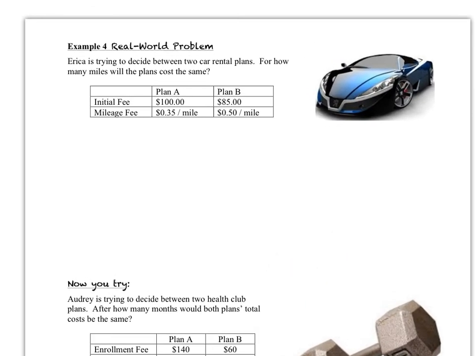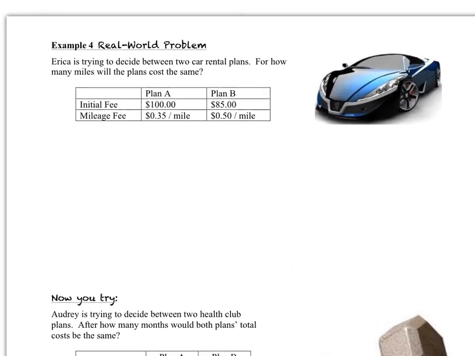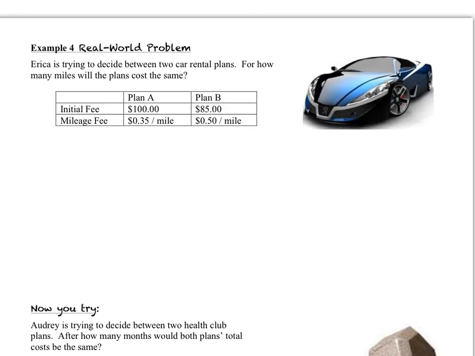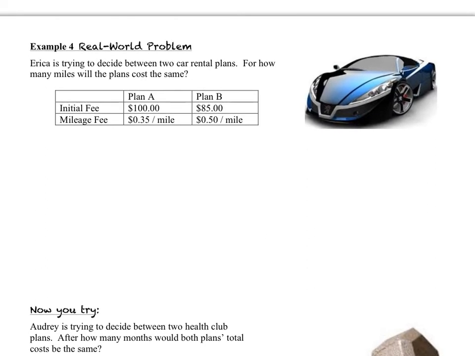Okay, we've got a real world problem here, and Erica's trying to decide between two car rental plans. For how many miles will the plans cost the same? So we need to set up a system of linear equations here because we have a couple of variables for plan A and a couple of variables for plan B. Specifically, we have the initial fee and we have the mileage fee.